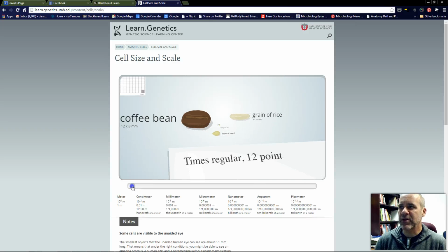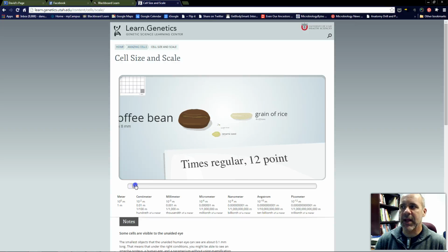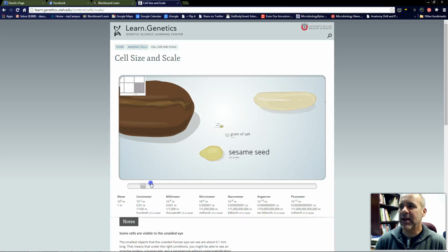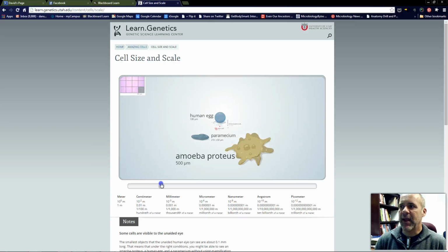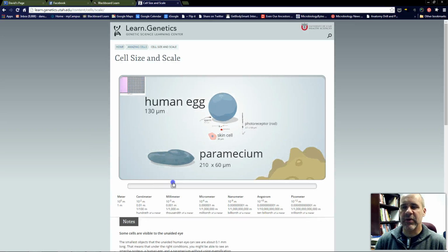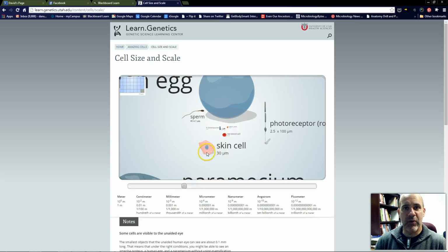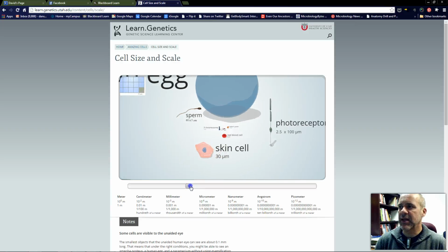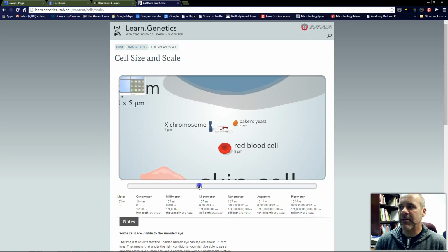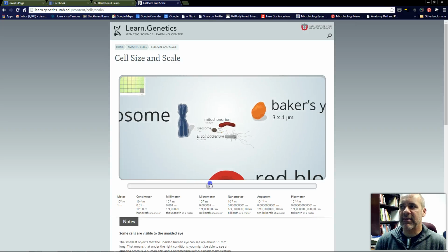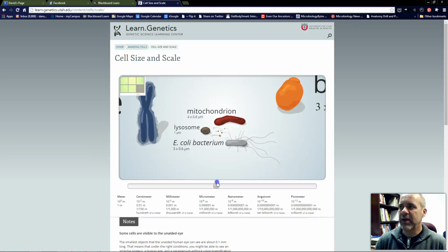So if you scroll through here, it's starting off with a coffee bean and a grain of rice, a sesame seed, and you keep zooming in, and you'll zoom in here through different types of microorganisms. Or there's a skin cell, like one of your own cells that would be in the epidermis of your skin, and there's a human red blood cell. So you can keep going, and see some examples of different types of microorganisms or parts of cells that you may have studied in other classes.